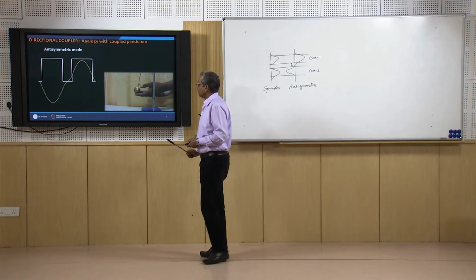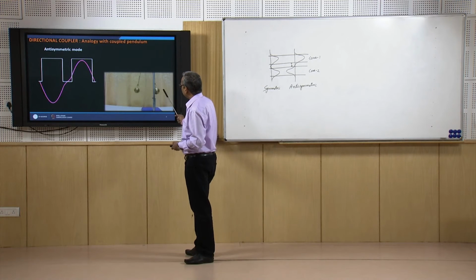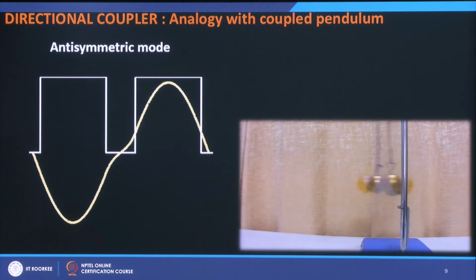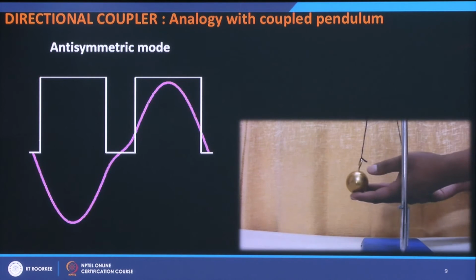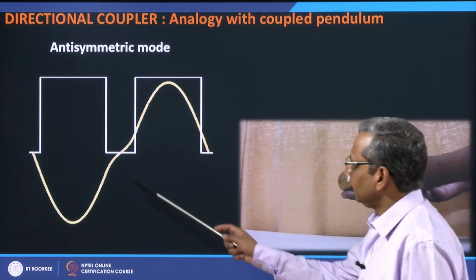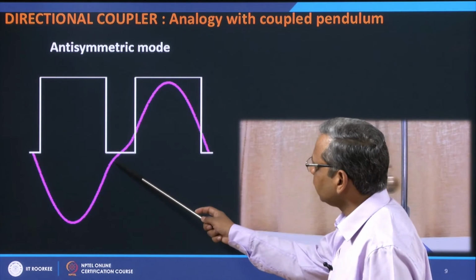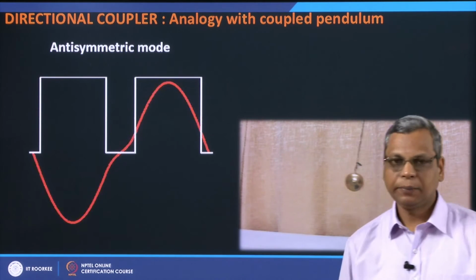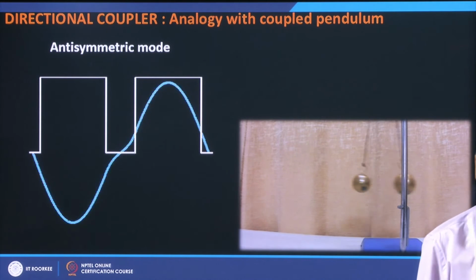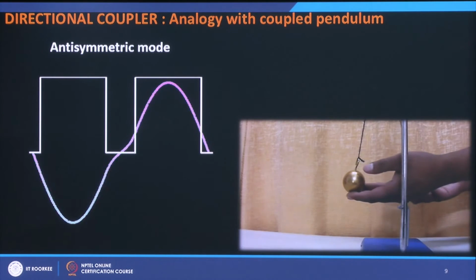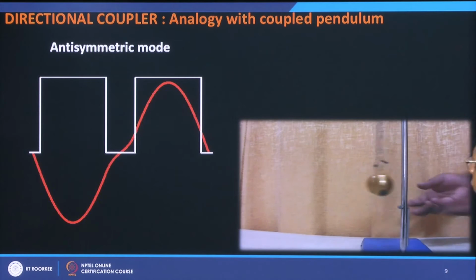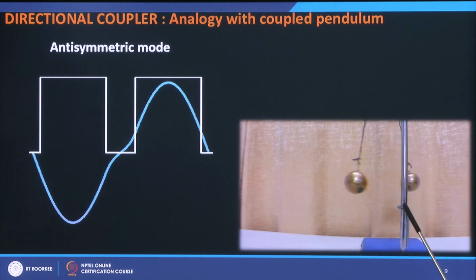I can have anti-symmetric when I displace one in this direction and another in this direction. So, they will keep on doing like this, and this is how this field is also retaining its shape when it propagates along the length of the fiber. So, this is the anti-symmetric mode of the system, this is the anti-symmetric state of the coupled pendulum.